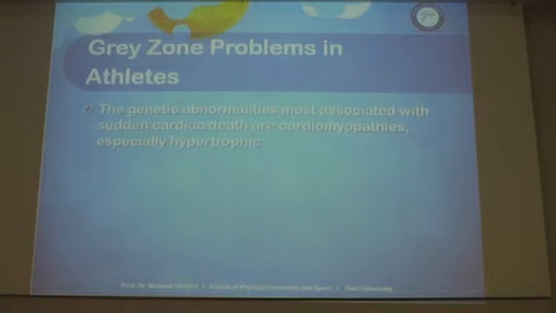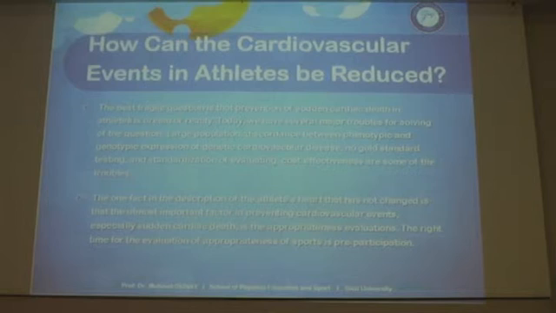What is important about athletic heart? Or what is important about hypertrophic cardiomyopathy for us? What do they say to us? How do we evaluate this finding? We say there is one problem in athletes. The genetic abnormalities most associated with sudden cardiac death are cardiomyopathies, especially hypertrophy. The best pressing question is whether prevention of sudden cardiac death in athletes is a dream or reality.